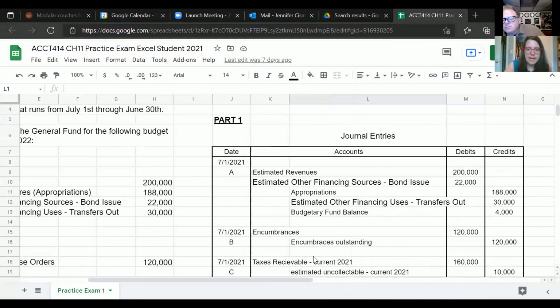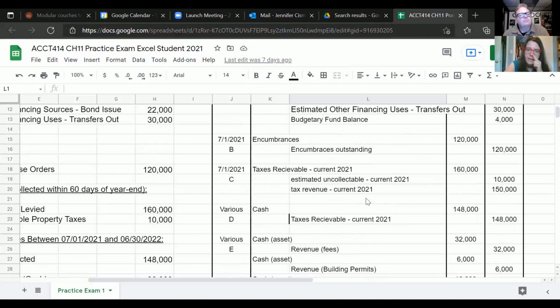So for the first part, I have the estimated revenues and the estimated other financing sources. And then we've got the appropriations, the other financial uses transfers out, and then the budgetary balance, which was $4,000. Part B, encumbrances and encumbrances outstanding. Part C, taxes receivable for the current year, the estimated uncollectible, and then the tax revenue, which is, of course, taxes receivable minus the estimated uncollectible.